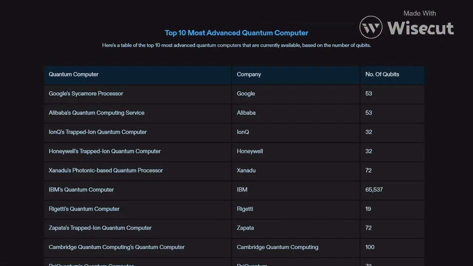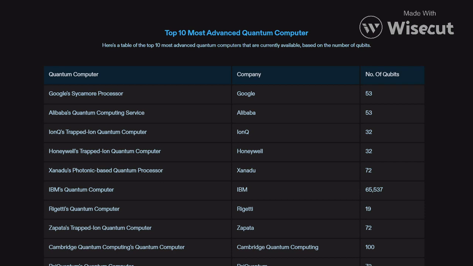Now, here is a list of some of the top 10 advanced supercomputers or quantum computers which are currently built by these companies. And here you see the number of qubits or quantum bits which is used to process the data. If you see the most quantum bits being used is by IBM quantum computers, which is the most advanced quantum computer in this list or table.